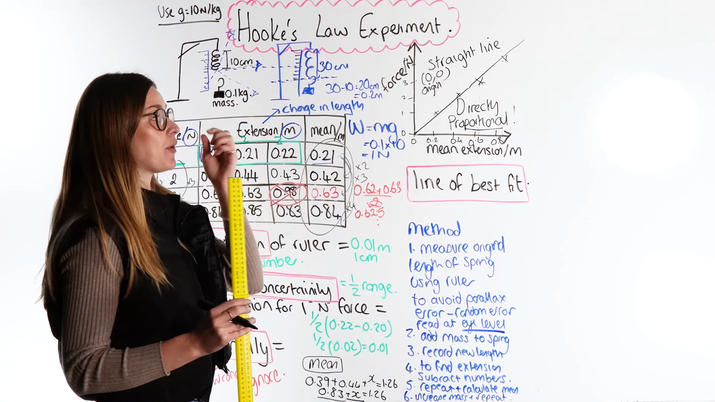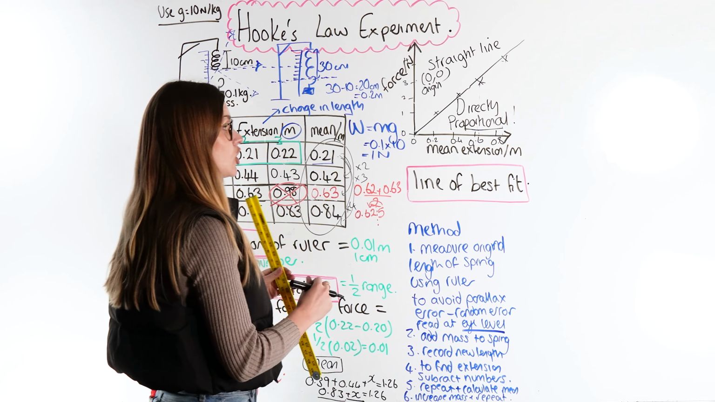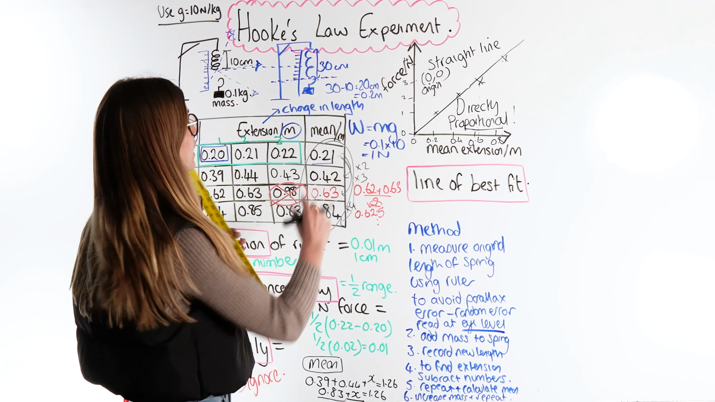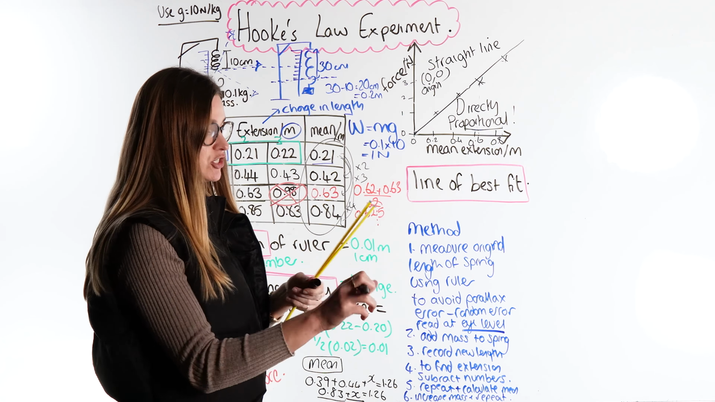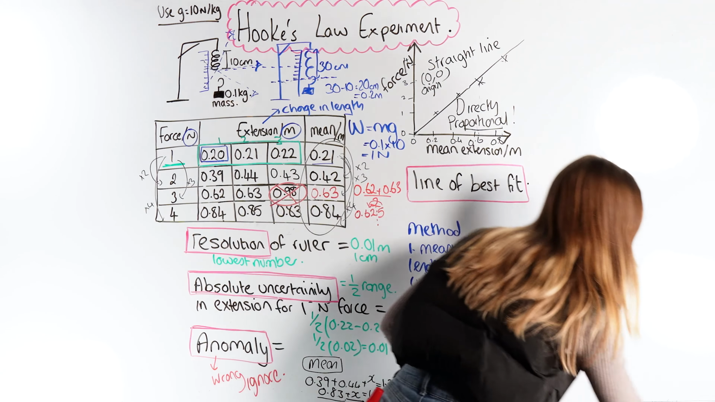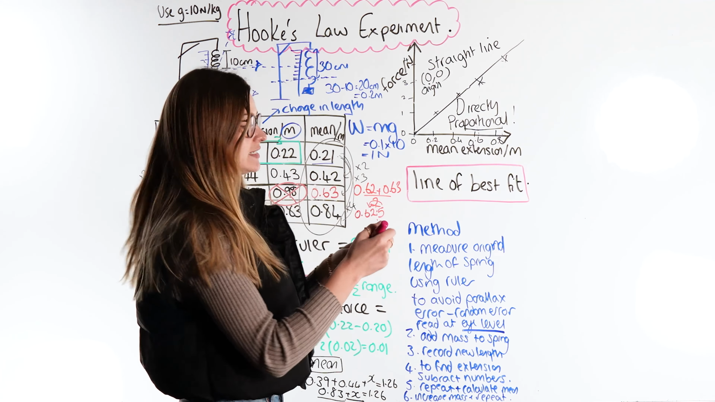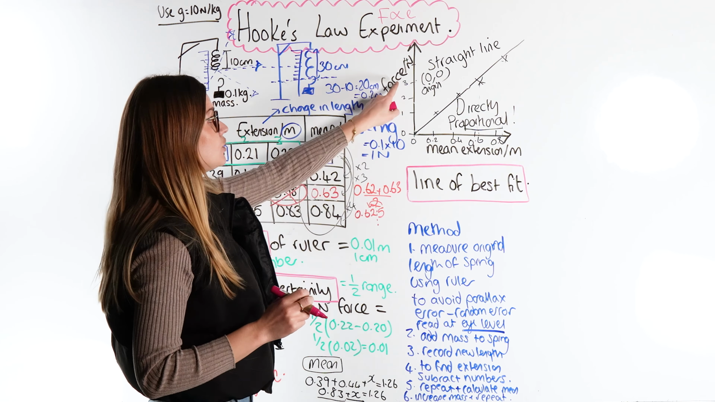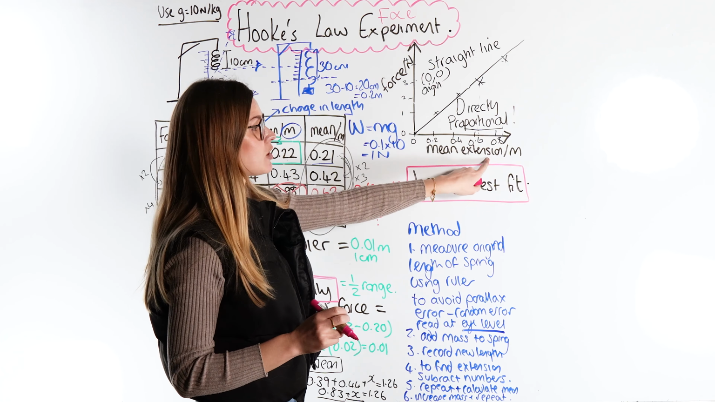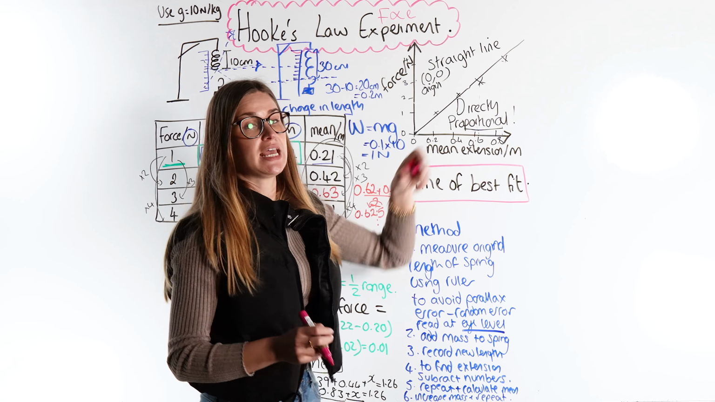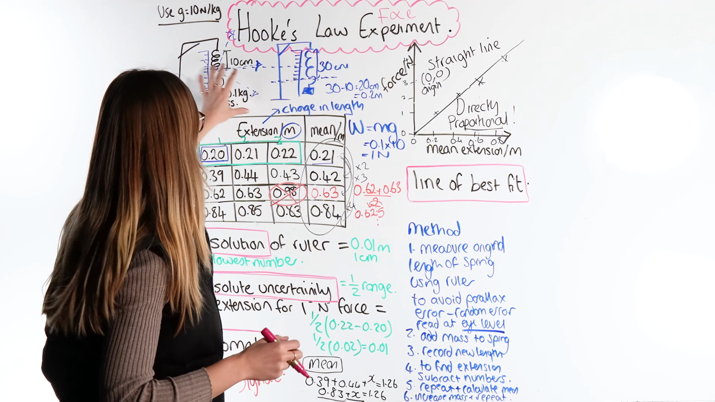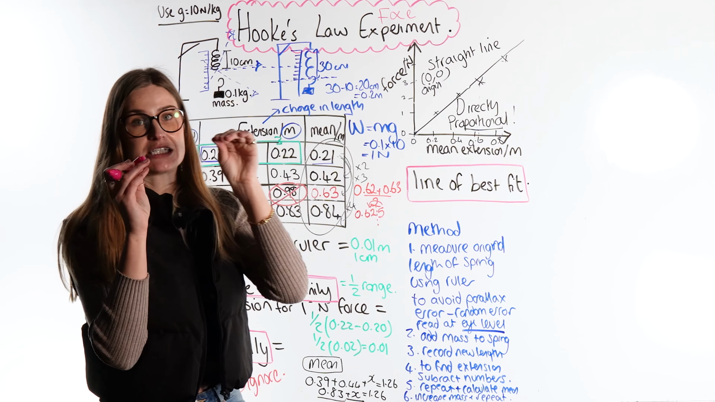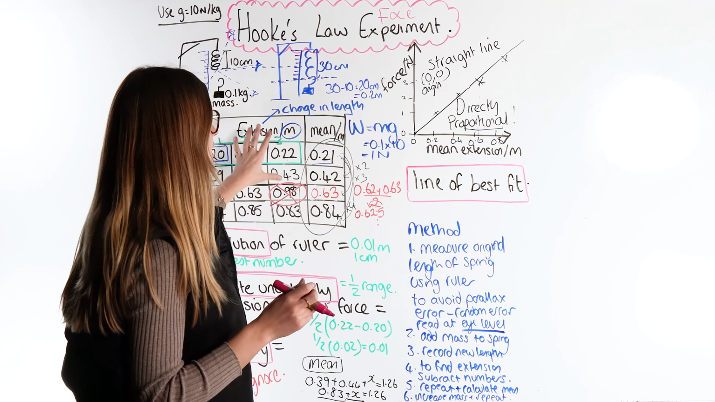Last thing is just a recap on what Hooke's law actually is. Hooke's law says that the force is always directly proportional to the extension. We can see that the force is directly proportional to our mean extension, a straight line through the origin. That's what Hooke said: anytime we add these weights, these forces, onto the spring, the amount the spring extends by, its change in length, is directly proportional to the force we apply.